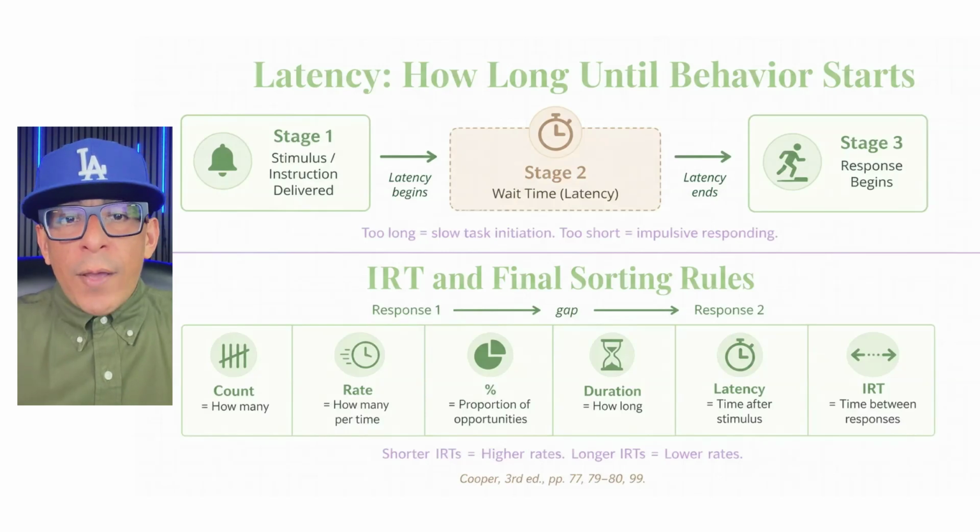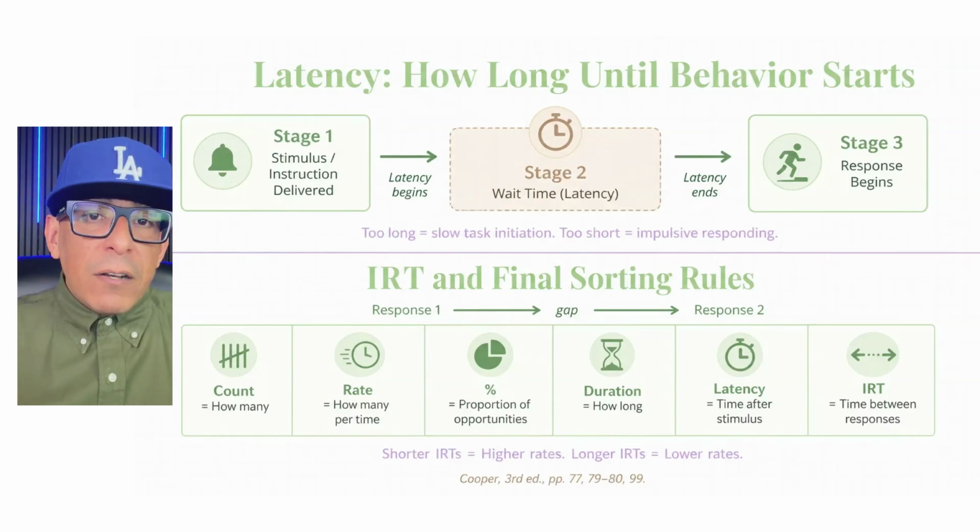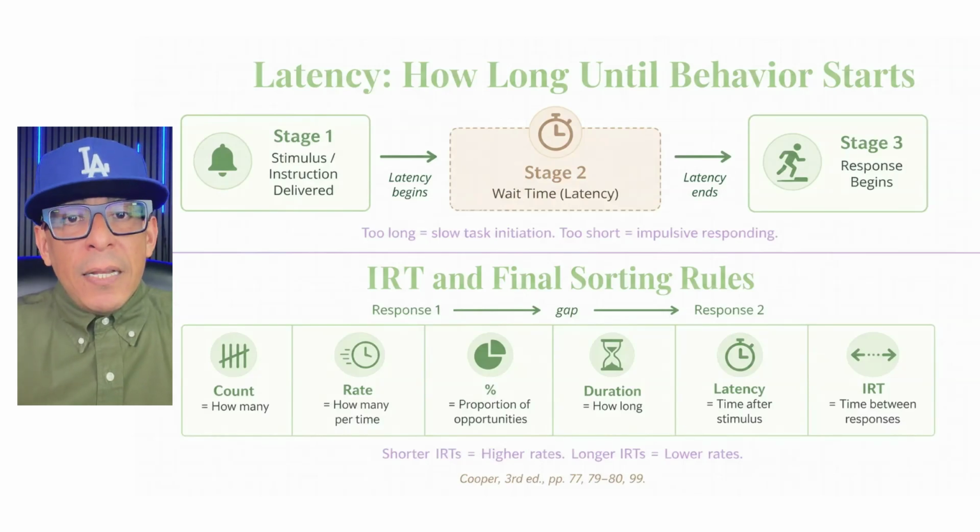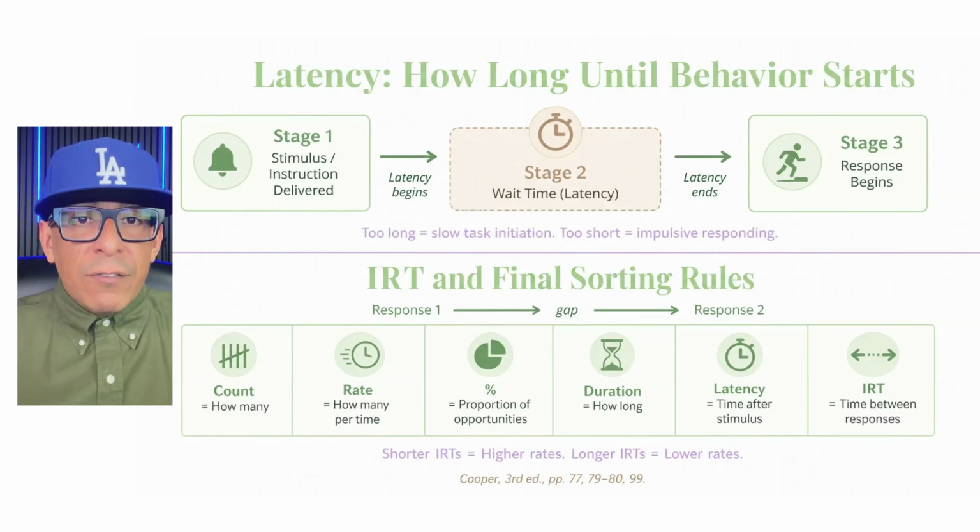IRT is measured when the time between instances of a response class matters. IRT provides a basic measure for implementing and evaluating interventions using differential reinforcement of low and high rates. Here's the final sorting rule. Count tells us how many, rate tells us how many per unit time, percentage tells us the proportion out of opportunities, duration tells us how long behavior lasts, latency tells us how long until behavior starts after a stimulus, and IRT tells how much time passes between responses.